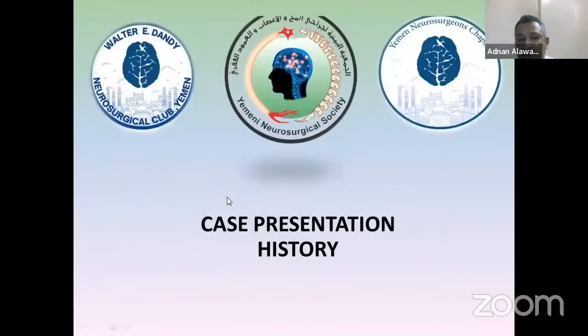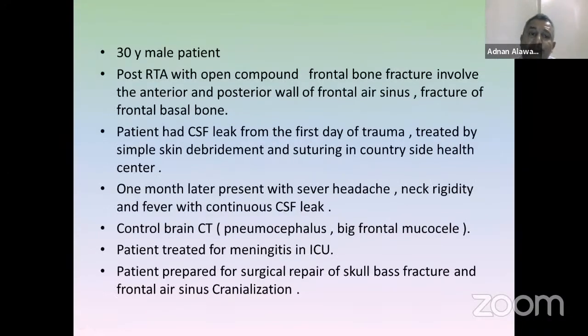In our case, it's a 30-year-old male patient, post-RTA with open compound frontal bone fracture involving the anterior and posterior wall of the frontal air sinus, fracture of the frontal skull base. Patient had a CSF leak from the first day of trauma, treated by simple skin debridement and suturing in a countryside health center. One month later, he presented with a severe headache, neck rigidity, and fever with continuous CSF leak.